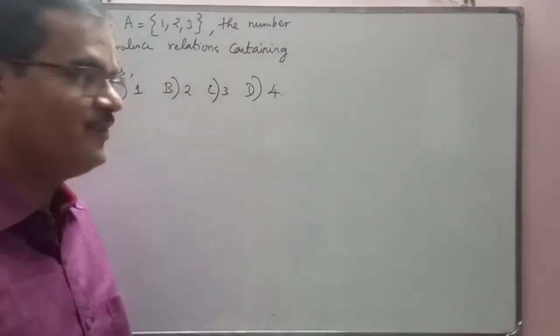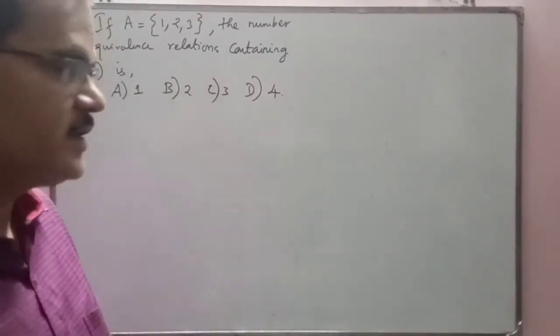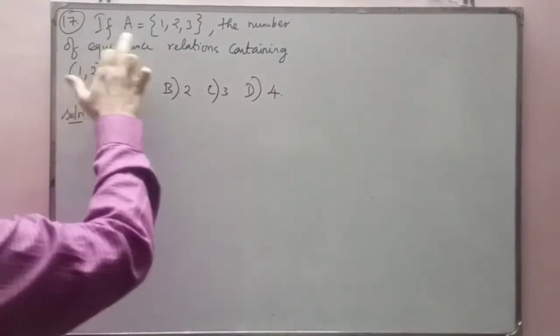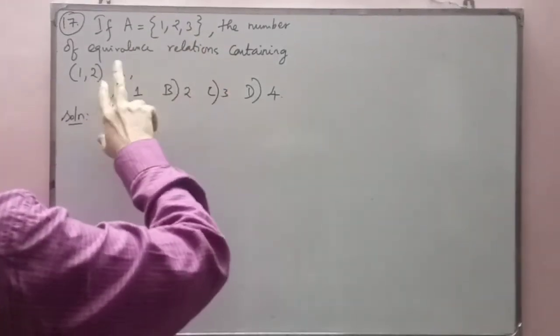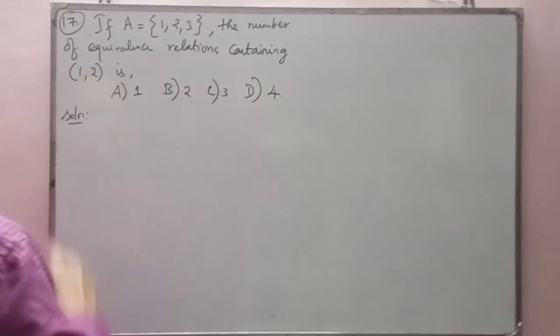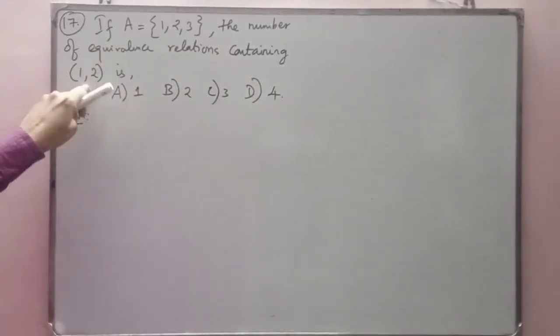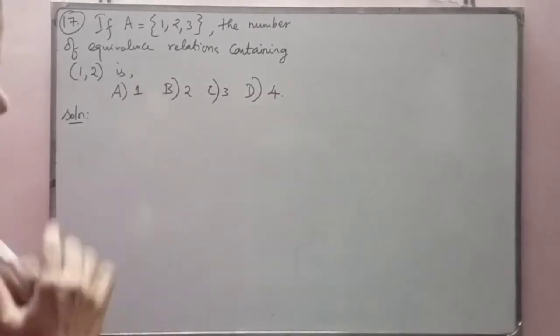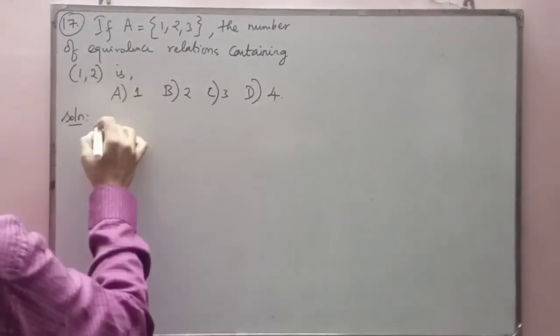Welcome back, children. We are in question number 17 of miscellaneous exercise in chapter 1, relations and function. If A is equal to the set containing elements 1, 2, 3, the number of equivalence relations containing 1, 2 is. How many equivalence relations can you frame using these elements and having this 1, 2 in your relation? Let us first write the equivalence relation using this 1, 2.